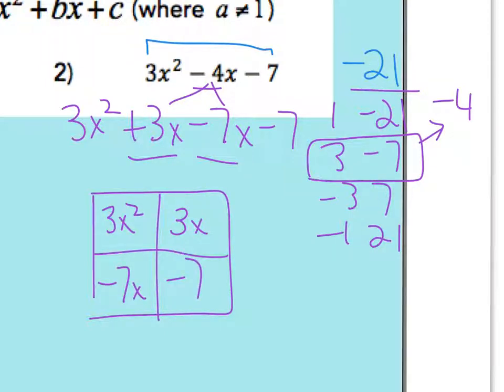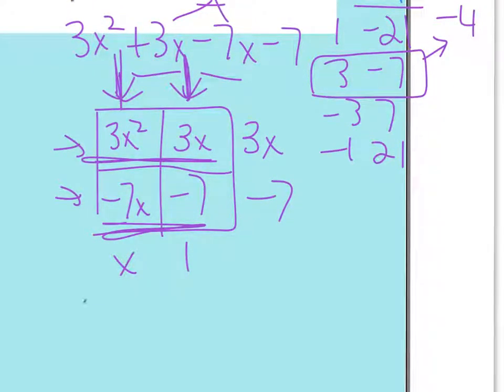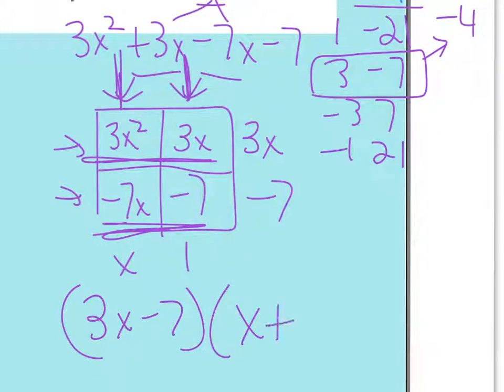What I do is draw a little box, put one term in each box, and bring the sign. Now I go across, across, down, down. What's in common here? 3x. What's in common here? Negative 7. What's in common going down? Just x. What's in common going down? Nothing, so I put 1. So my factored answer is going to be 3x minus 7, x plus 1.